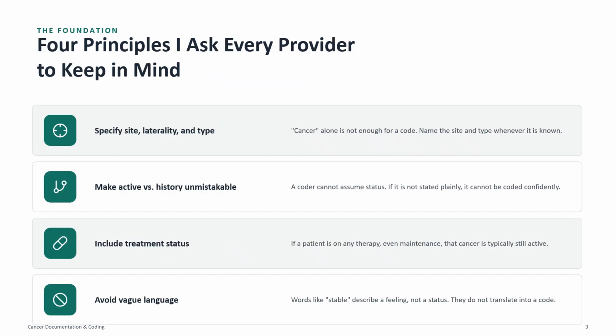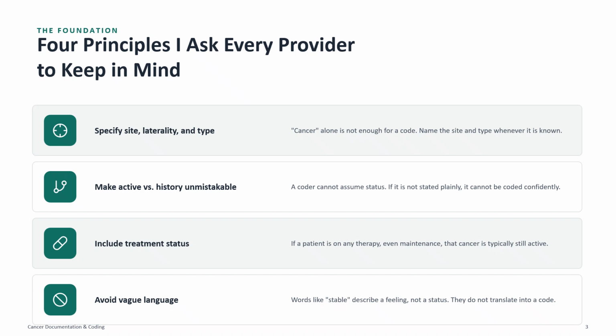So I do keep coming back to the four principles, same principles with providers: specificity, clarity of status, treatment documentation, and cutting out the vague language. Specificity means site, laterality, and type whenever you know them. So again, you can find these things in your oncology consult most likely. Saying cancer, or even the type of cancer, is usually not enough for anyone downstream. The status has to be clear. Active versus history is not something that a coder or a CDI can guess at.